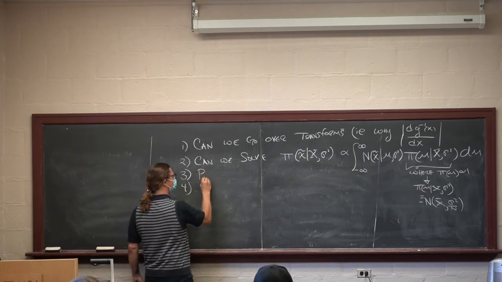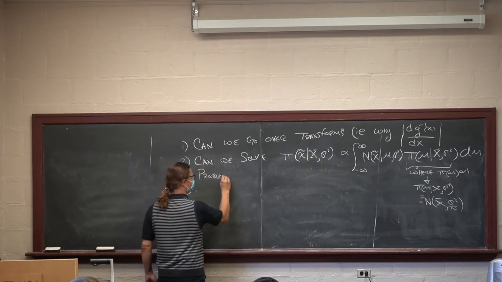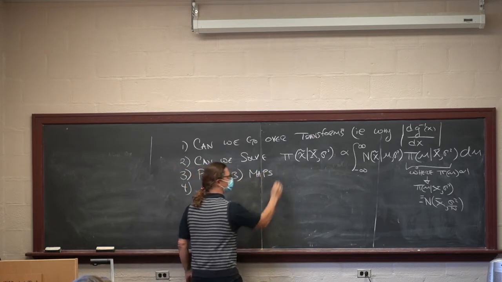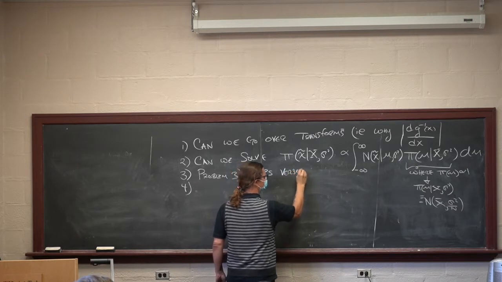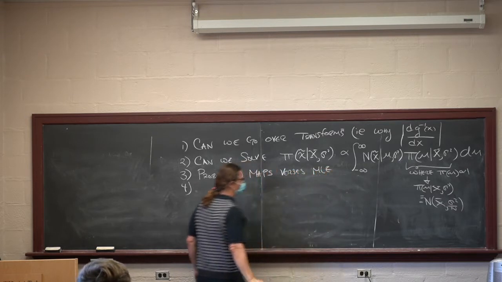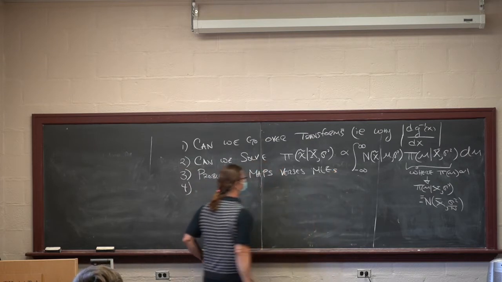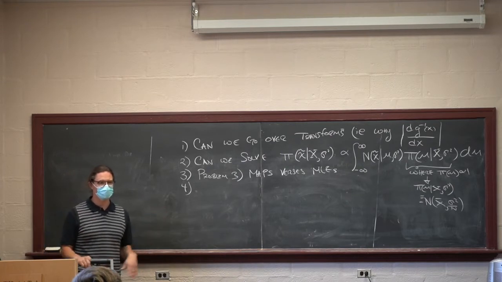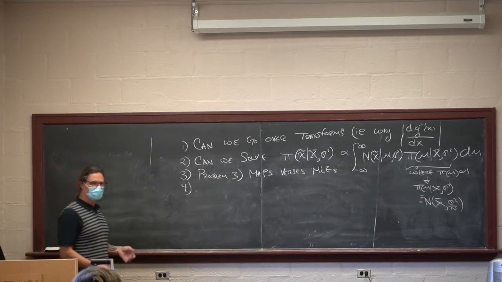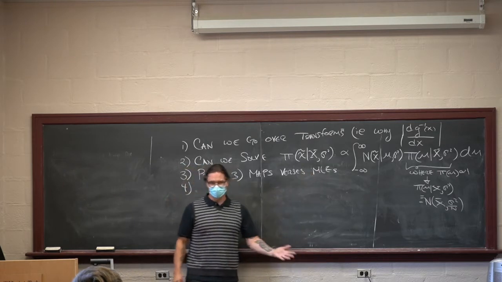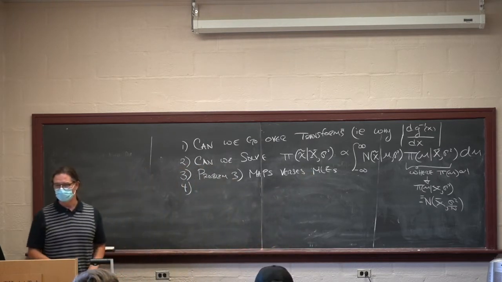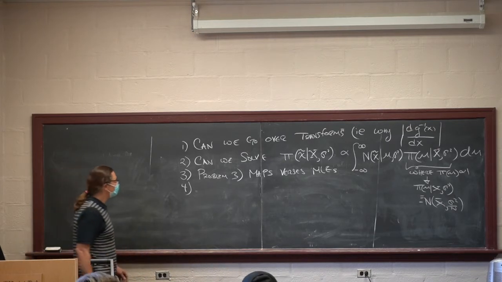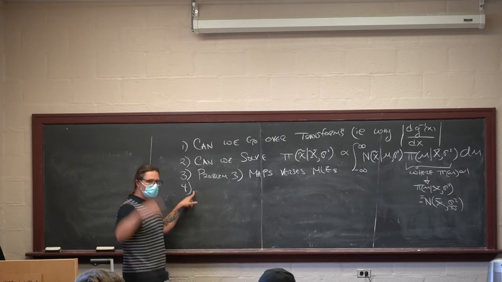Problem 3 concerns MAPs versus MLEs. A maximum a posteriori estimate is a fancy way of saying maximize the posterior distribution. Give me the argument for the maximum. Maximum likelihood estimators are the same thing, but it's just the likelihood function. They're only different by one term, and that's the prior values.